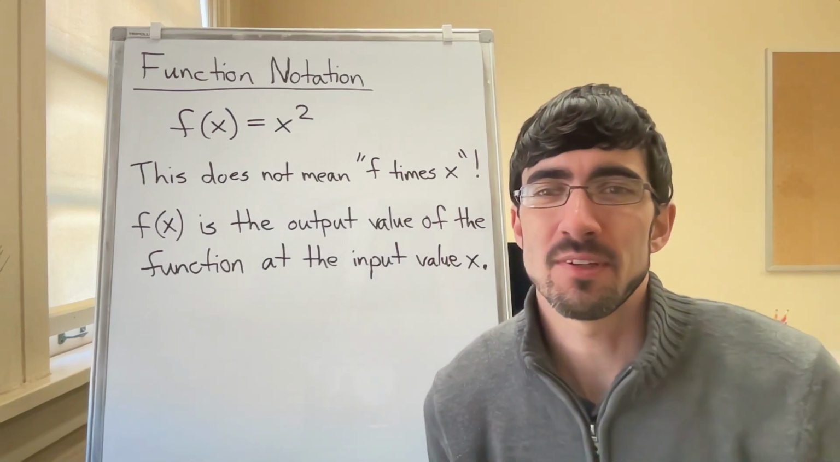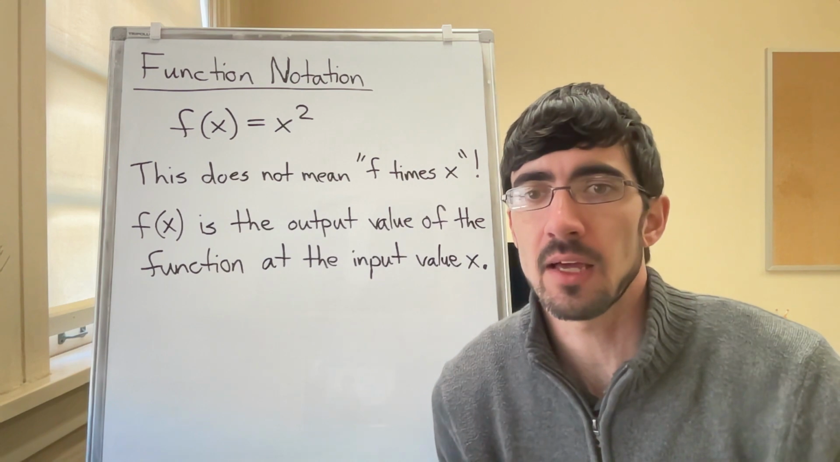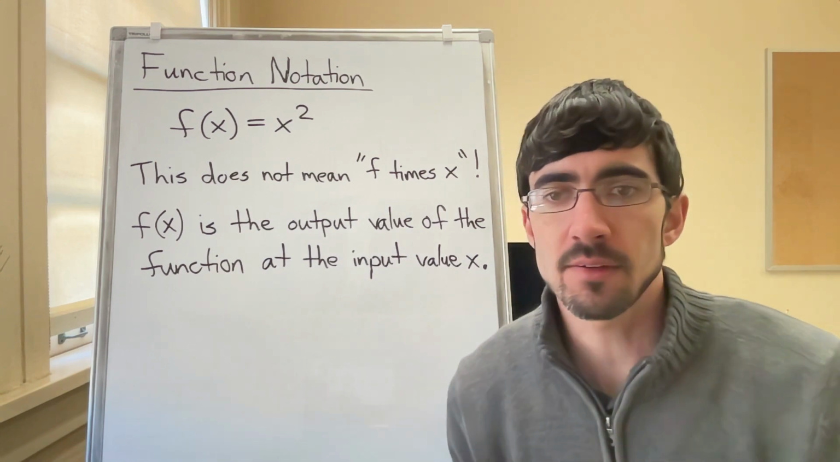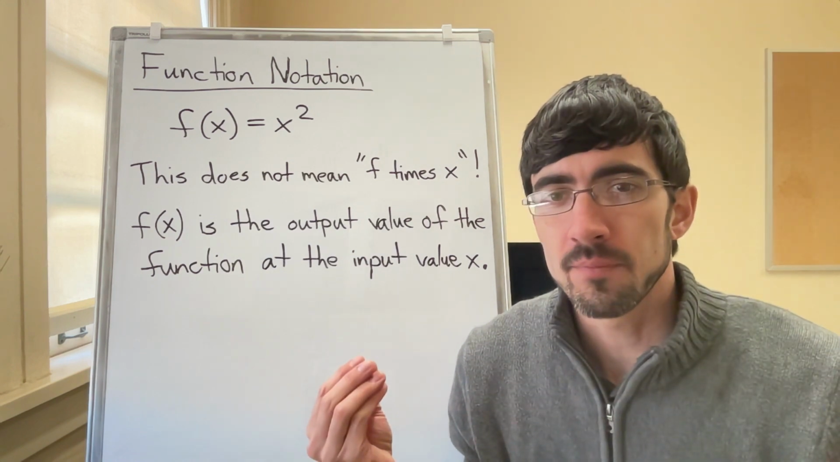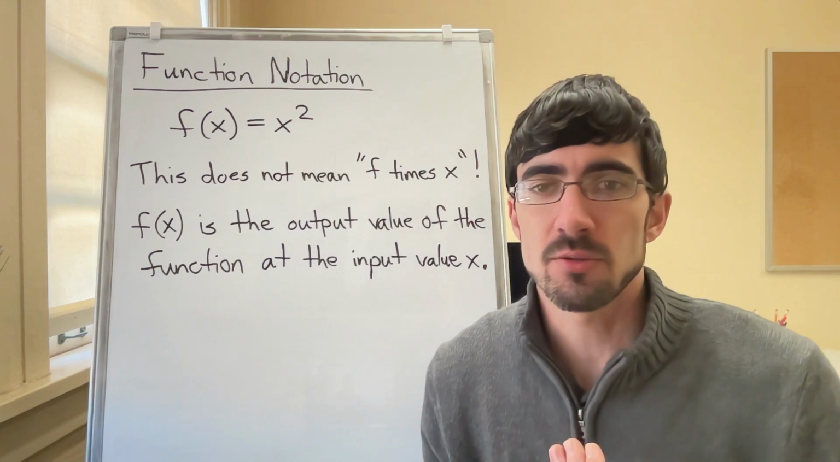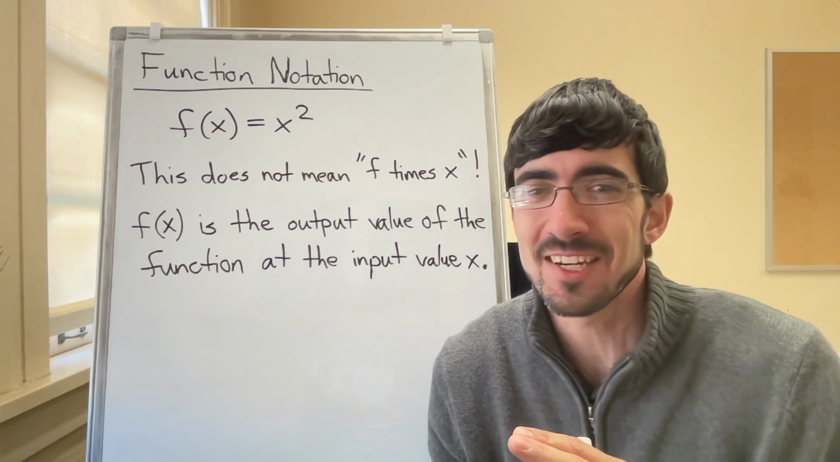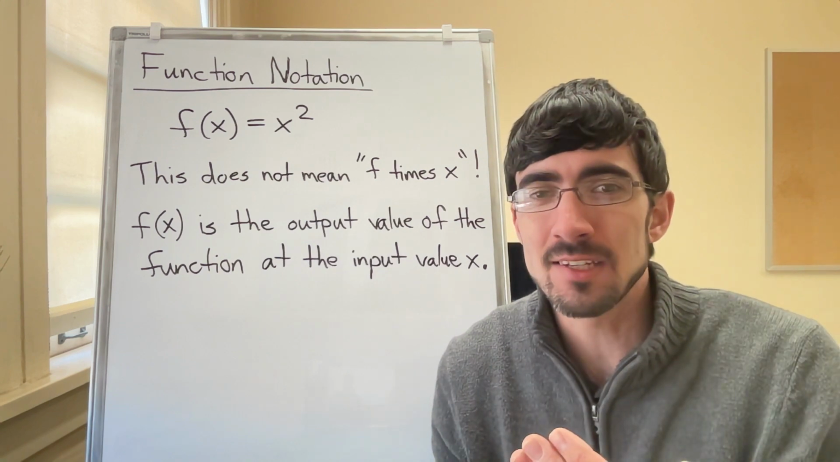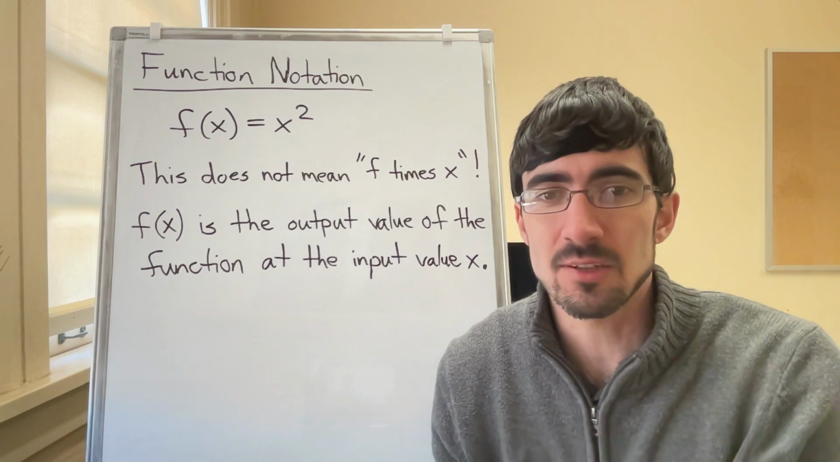Functions are often represented using function notation, so I want to take some time to explain that in this video. Here's an example behind me. F of x equals x squared. This does not mean f times x. A lot of times in algebra, parentheses means multiplication, but not with function notation. F of x is signifying that we have a function, and the function is x squared.